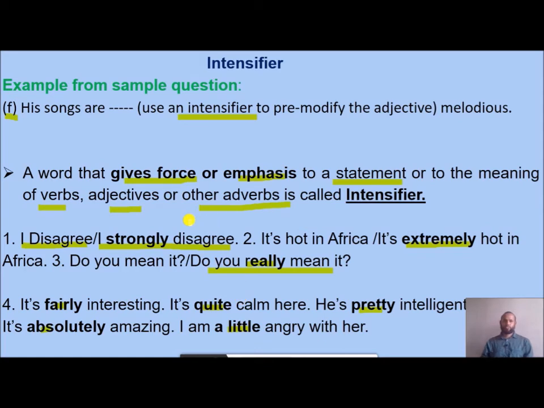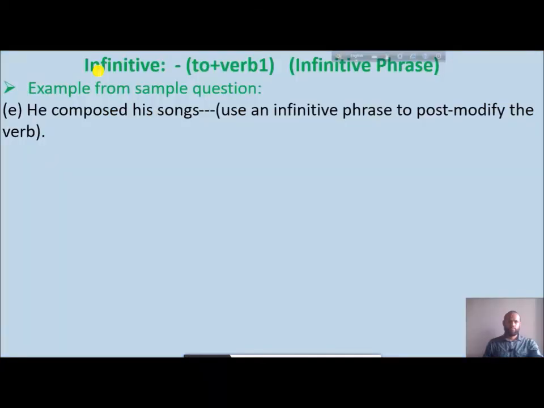Now I think that you can easily solve this very question. Let's see the probable answer. His songs are very melodious. Here you see very. We may say his songs are melodious, but to give a more powerful meaning we are using very here. So here very is an intensifier.